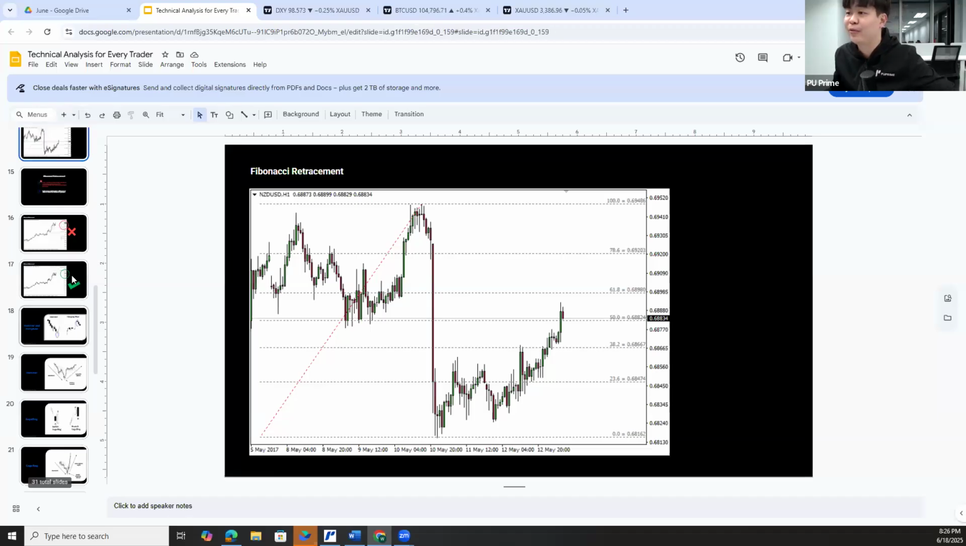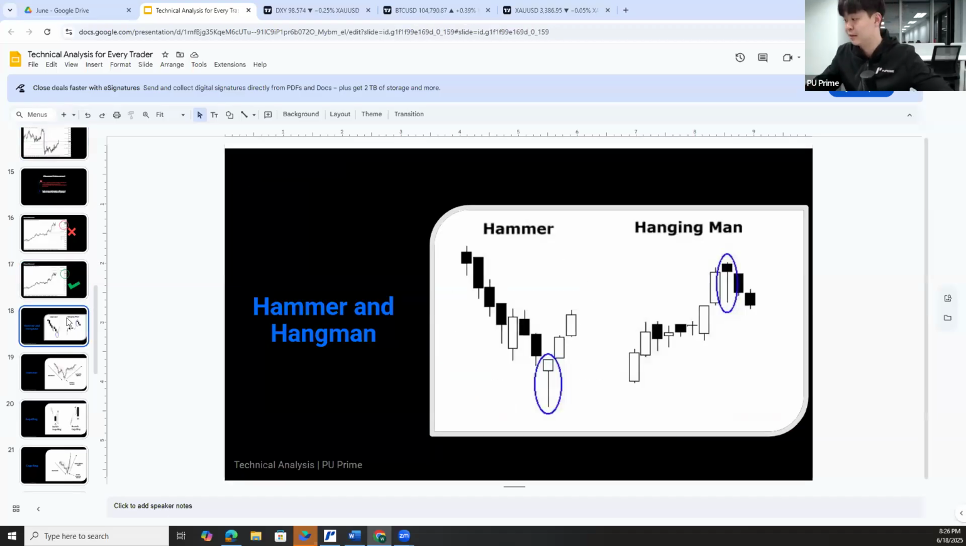All right, and now let's move on to a simple one, the candlestick pattern. Candlestick patterns are very, very easy for us to learn. It's just a pattern. You just need to memorize the candlestick. Every time this pattern forms, there will be a chance for a trend reversal.